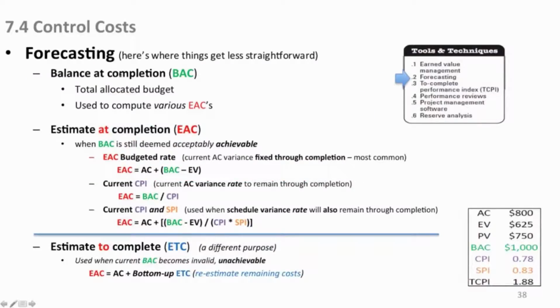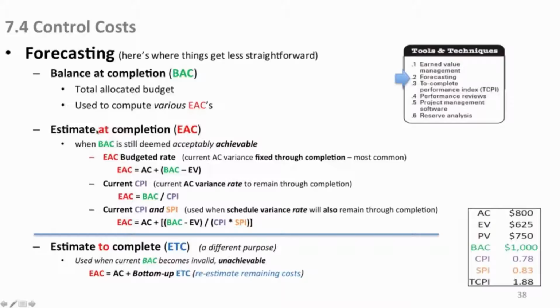So here are some more calculations. I mentioned all that so you understand the differences when they're talking about budget at completion and budget and so on. But here we are, BAC now. So the budget at completion is the total allocated budget, and this is used to compute various estimates at completion. See, now we're forecasting. What's the estimate at completion that we're going to be at? So that's the official term, estimate at completion, EAC.